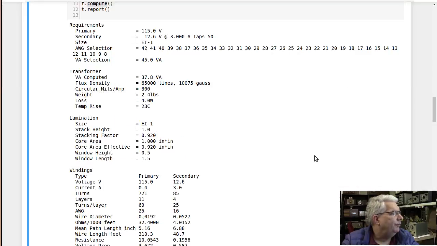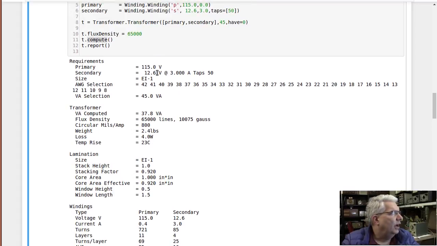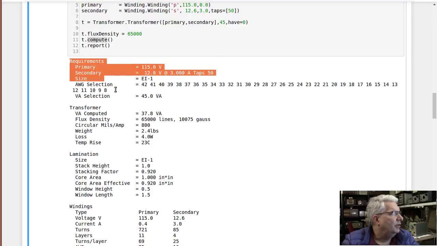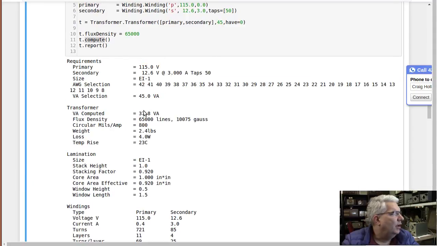But for now, it's going to pick the optimal choice of wire gauges initially. So these are the wire gauges that it knows about. It's going to pick from those. So based on our calculations up here, these are the requirements that come over.